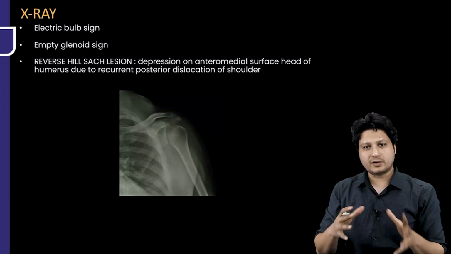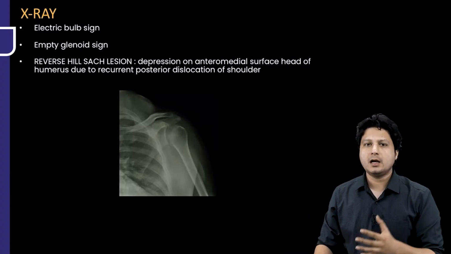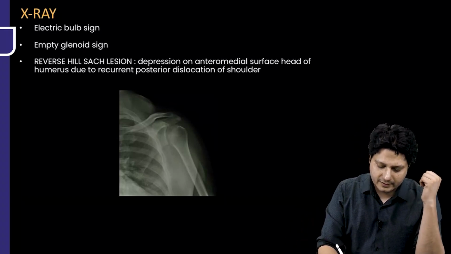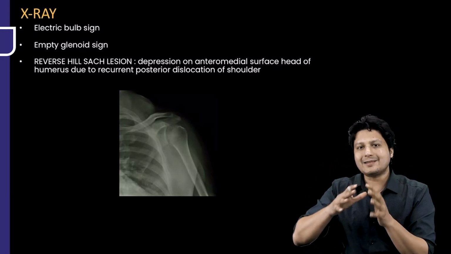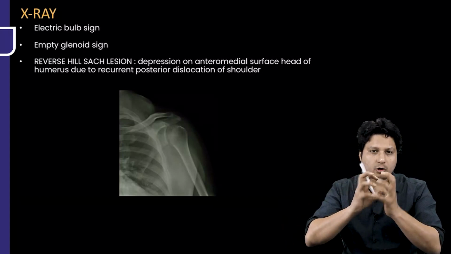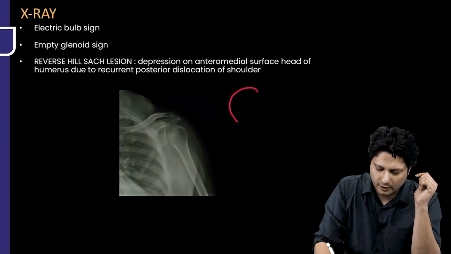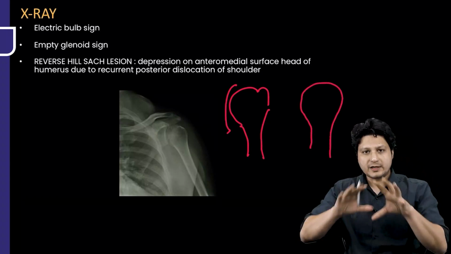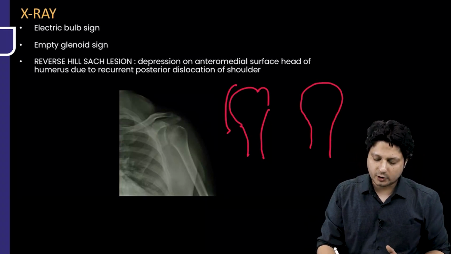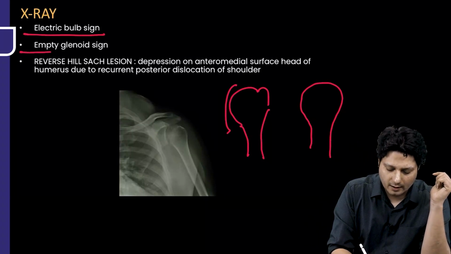All right. As far as x-rays are concerned, if you look at the x-ray, there are two characteristic x-ray findings. One is empty glenoid. Empty glenoid means the glenoid seems to be not articulating with the head of the humerus, as if it is empty. The head of the humerus is not congruently articulated with it. And second is the light bulb sign, because the anterior shape of the humerus becomes like this. When you see it on the x-ray AP view, the shape of the humerus becomes like a light bulb.